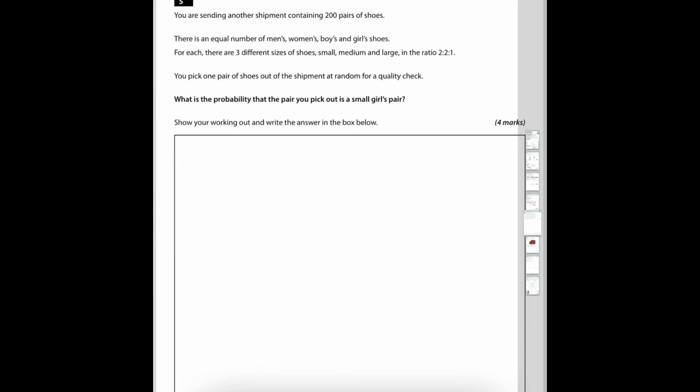So question 5. You're sending another shipment containing 200 pairs of shoes. There's an equal number of men's, women's, boys' and girls' shoes. So we divide that equally. We can work that out pretty easily. That's 50 of each. For each one, there are 3 different sizes: small, medium and large, in a ratio of 2 to 2 to 1.